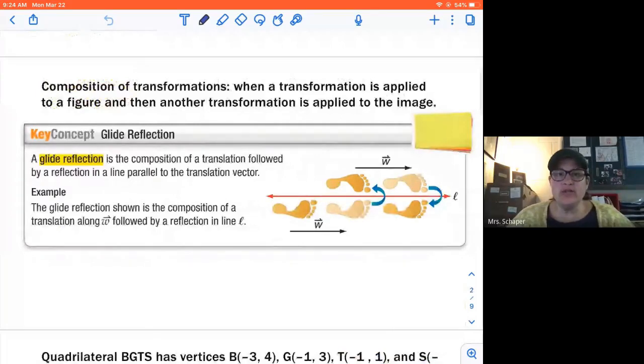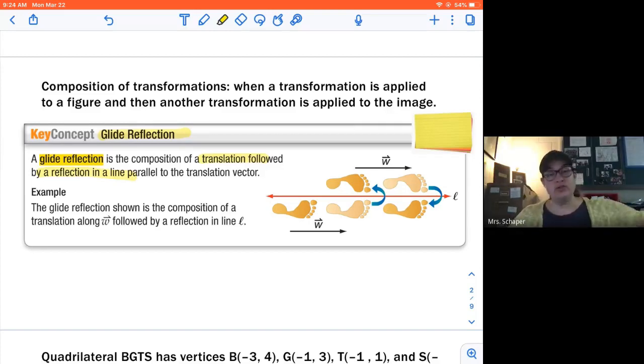So when a transformation is applied to a figure and then another one's applied, a composition means we're doing more than one thing. It might be a reflection, then a glide, so it's going to be a couple different things in one. So the key concept here is a glide reflection, and it's the composition of a translation followed by a reflection. So with a glide reflection, you translate, you reflect, and so on.